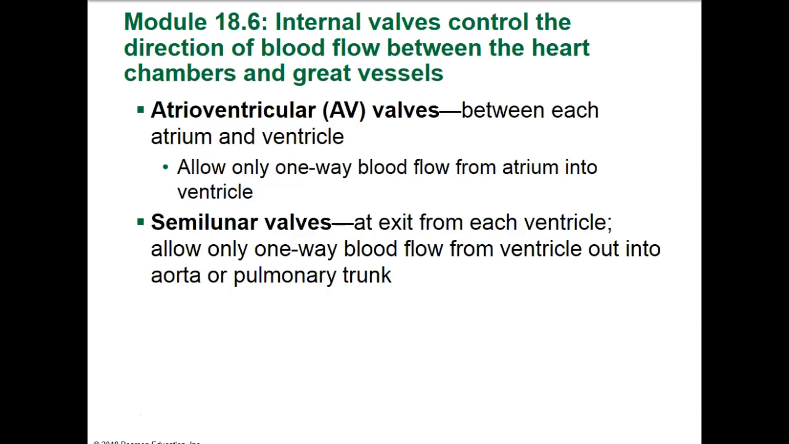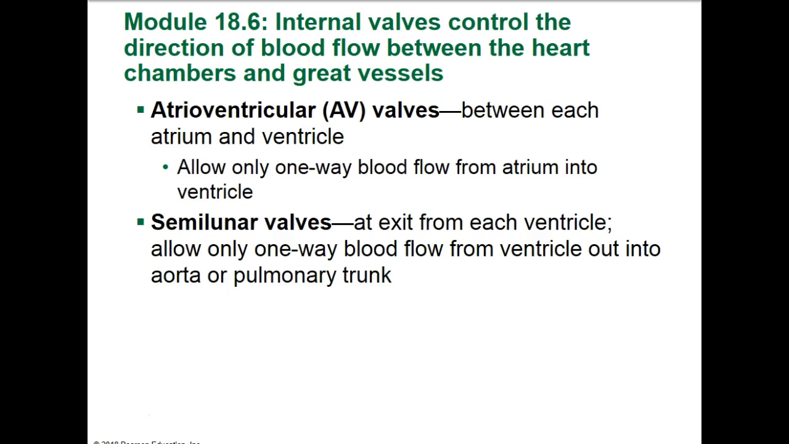Between each of the atria and ventricles, we have atrioventricular valves, or AV valves. They allow one-way blood flow from the atrium into the ventricle. And at the exit from each of the ventricles, we have semilunar valves. They allow one-way blood flow from the ventricles out into either the aorta or the pulmonary trunk. So we will often call those valves simply the aortic valve or pulmonary valve. It's more proper to say aortic semilunar or pulmonary semilunar.